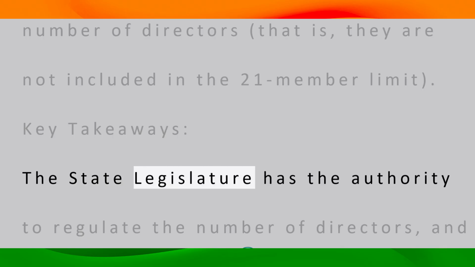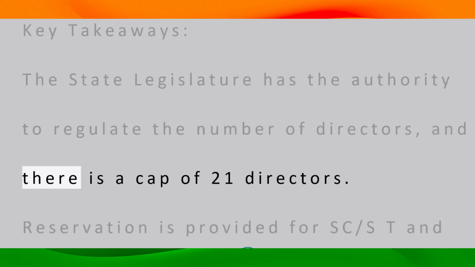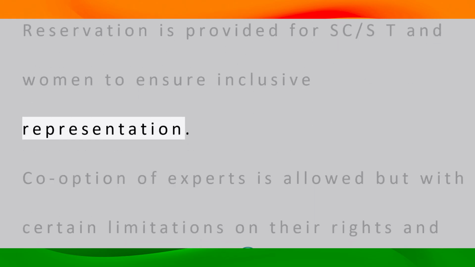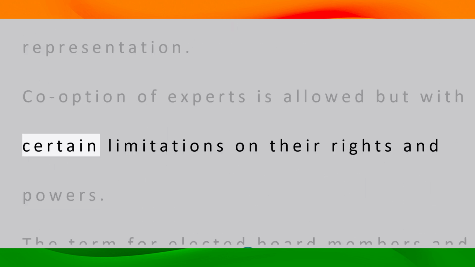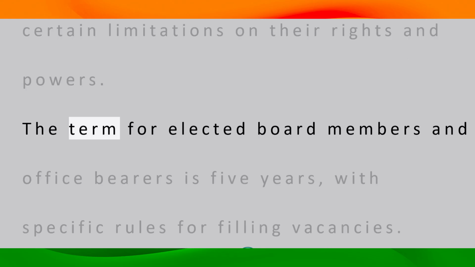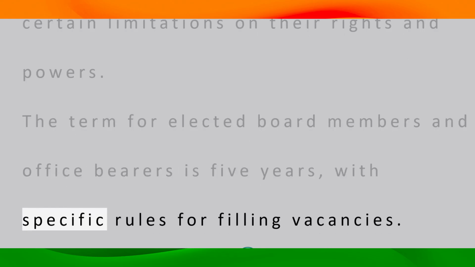The state legislature has the authority to regulate the number of directors, and there is a cap of 21 directors. Reservation is provided for SC, ST, and women to ensure inclusive representation. Co-option of experts is allowed but with certain limitations on their rights and powers. The term for elected board members and office bearers is 5 years, with specific rules for filling vacancies.